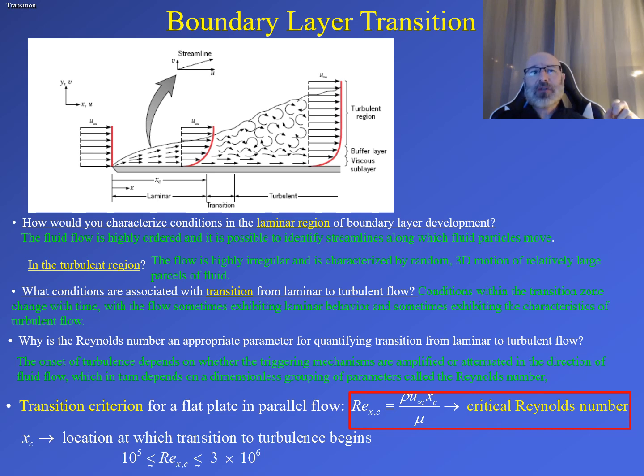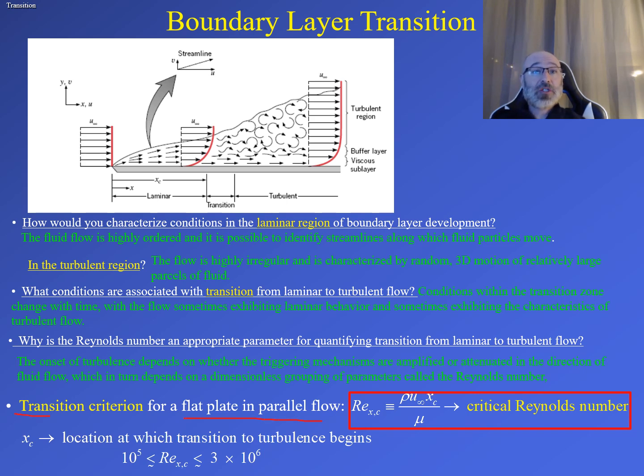So why is the Reynolds number an appropriate parameter for us to use in order to quantify this transition from our laminar to our turbulent flow? Well, the onset of turbulence is going to depend on whether the triggering mechanisms are either amplified or attenuated in the direction of our fluid flow. Are these going to be increased and amplified, or are they going to decrease and be attenuated, which in turn is going to depend on the dimensionless grouping of parameters referred to as our Reynolds number? So this is why we're going to use our Reynolds number for quantifying this transition from our laminar to our turbulent flow. For our example here, we have a flat plate and parallel flow.